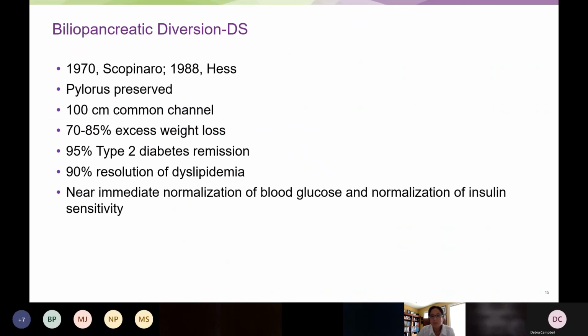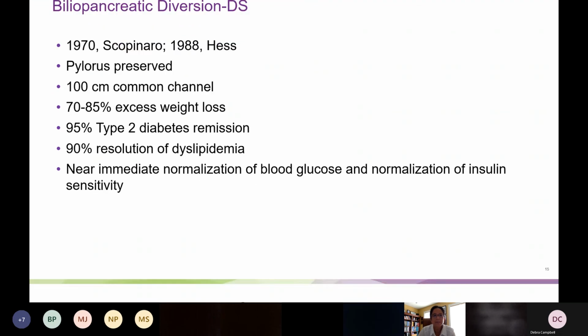So this actually became very successful because of a 70 to 85% excess weight loss. It's even more successful in getting diabetes to go away or have remission. It's also really good at getting rid of hyperlipidemia. Once the biliopancreatic diversion is undertaken, you almost get near immediate normalization of blood glucose and normalization of insulin sensitivity. So it's ideal in the diabetic patient.